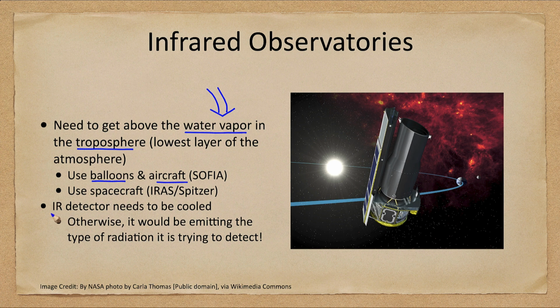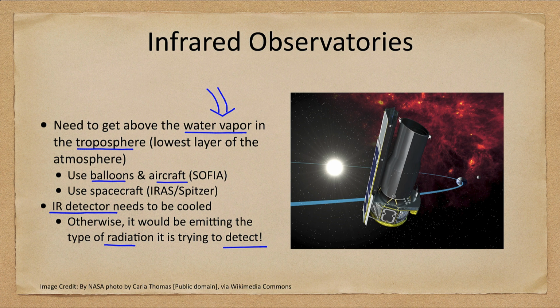Now, one of the key things with an infrared detector is that it needs to be kept very cold. That's important because otherwise it would be emitting the light it is trying to detect. What does that mean? Well, remember, as a black body, everything gives off radiation based on its temperature. So something that is heated, such as a detector, would tend to give off infrared light.